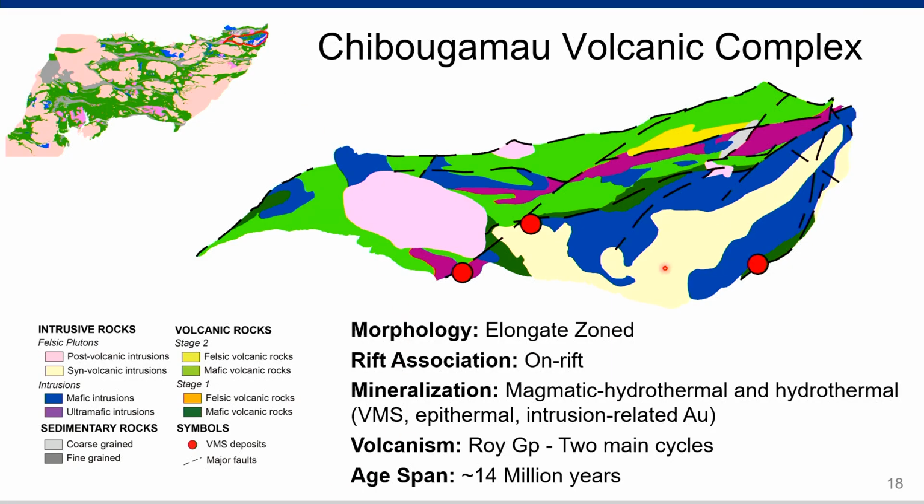We have one side that's predominantly one age and the other side that's predominantly the other age. It's located directly on top of some of the thinnest crust in Chris's model. And the mineralization styles here are really interesting. Instead of being dominated by hydrothermal systems and orogenic systems like we are in most of the other parts of the Abitibi, here we have magmatic hydrothermal systems, as well as traditional VMS.